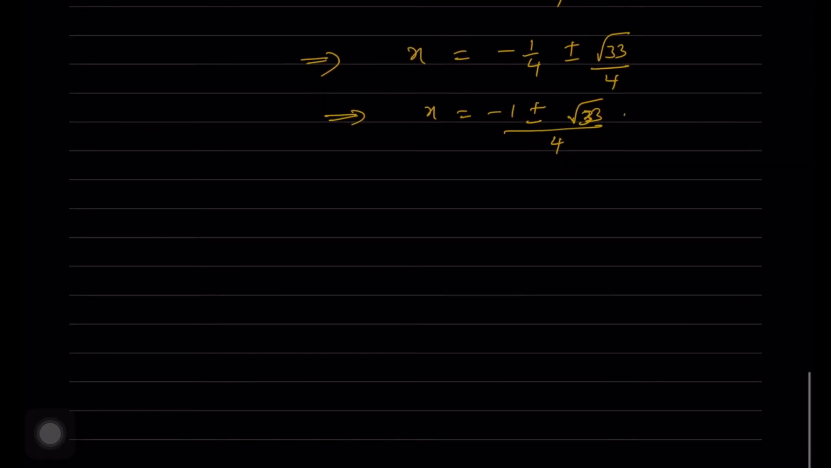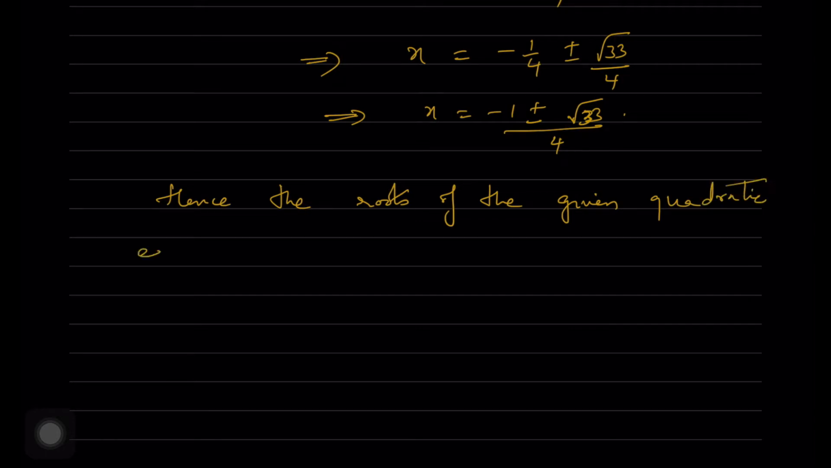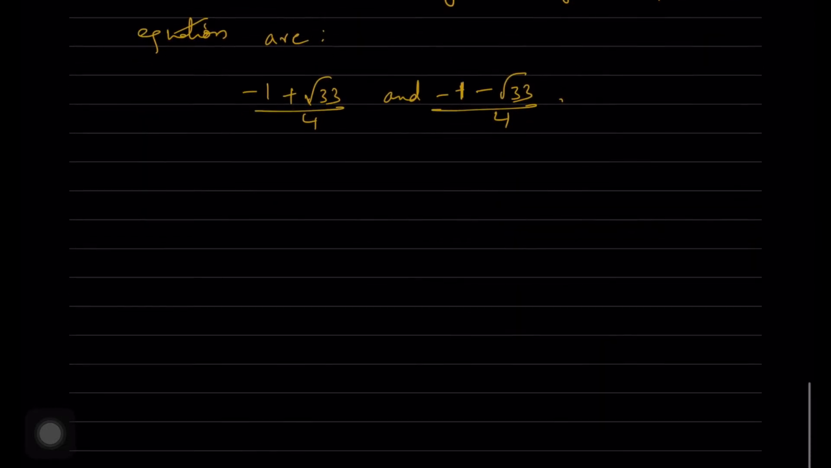Hence the roots of the given quadratic equation are minus 1 plus and minus 1 minus root of 33 by 4. The third one we have 4x square plus 4 root 3x plus 3 is equal to 0.